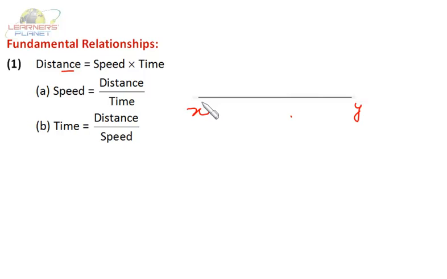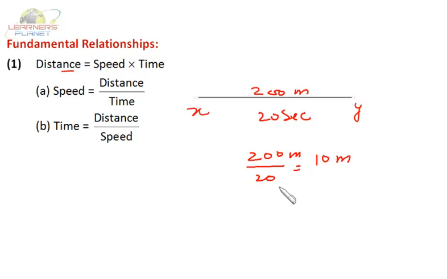Now, suppose this distance from X to Y is in meters, maybe 200 meters, and I wish to cover that distance in say 20 seconds. That means 200 by 20, that is 10 meters per second is my speed. So speed is actually distance by time, or we can say distance covered per unit of time. Distance can be in kilometers, meters, miles or any other unit, and time can be in hours, minutes and seconds. So precisely speed is distance covered per unit of time. I hope you are clear about the concept of speed.